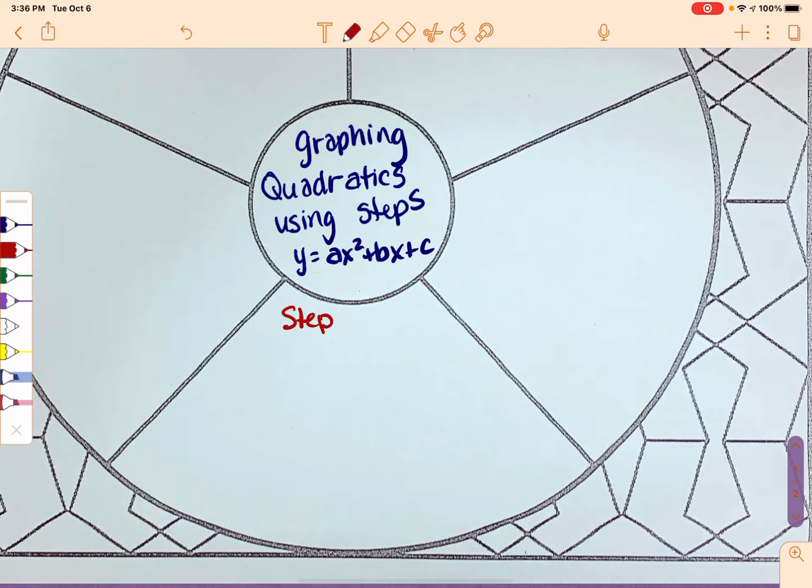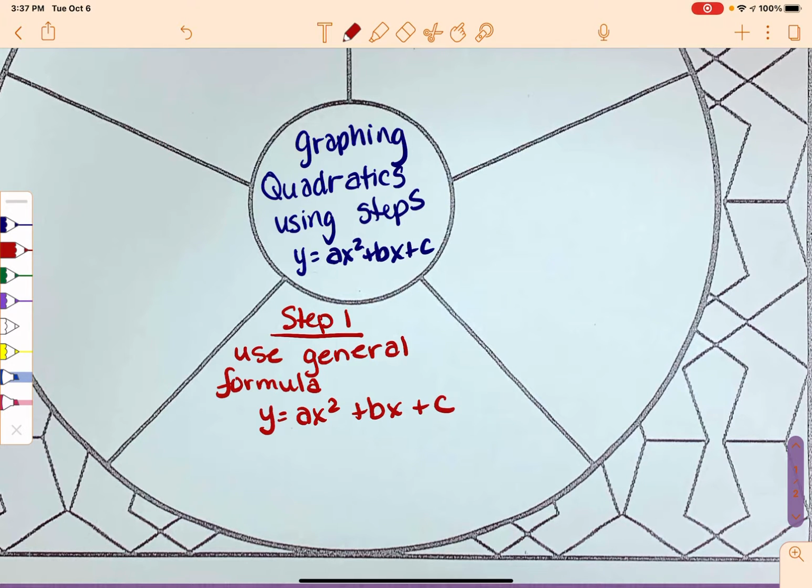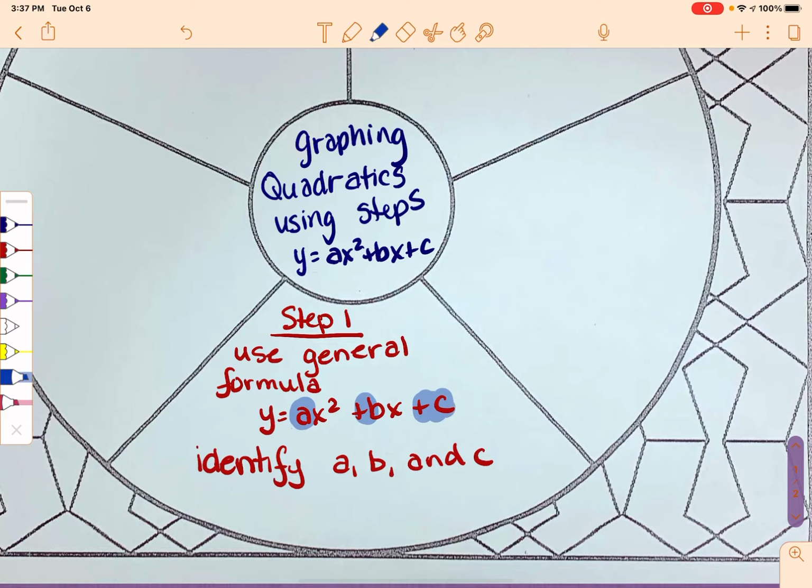So for step 1, we're going to use the general formula of y equals ax squared plus bx plus c. And we're going to spend time and actually identify A, B, and C. So really what we're going to do is we're going to find the numbers that are in each of these places to be able to find A, B, and C in our equation. Okay, that's the first step.